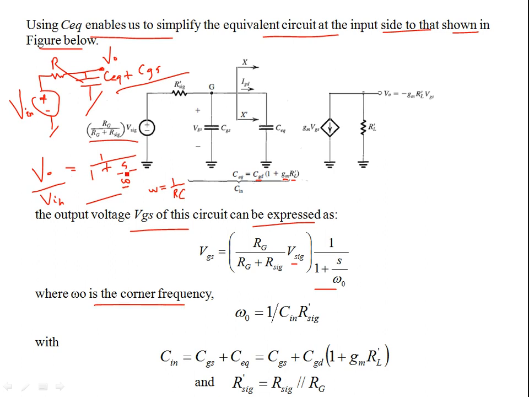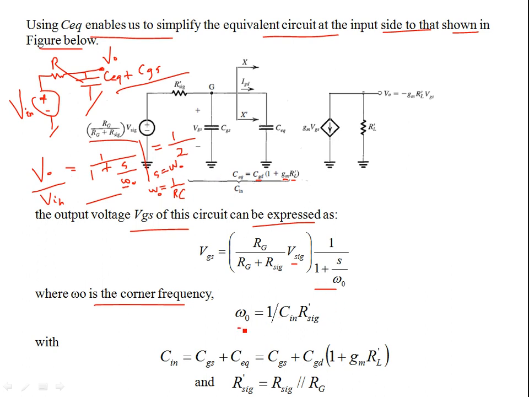By corner frequency, it means exactly the frequency where the response falls off by 3 dB. In this expression, if S becomes equal to omega naught, then the expression becomes 1 over 2. If this is the magnitude response, then it becomes 1 over root 2. So this is the point where the response falls off to 3 dB.